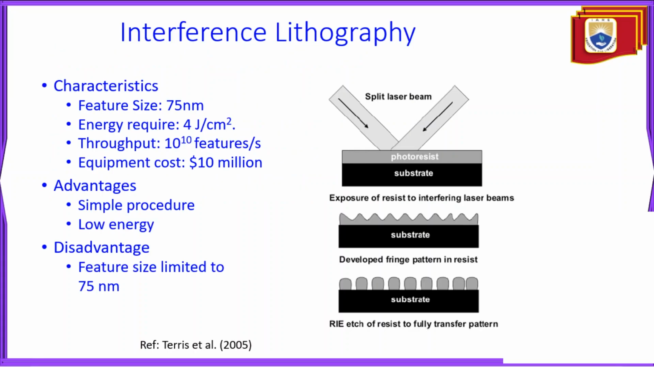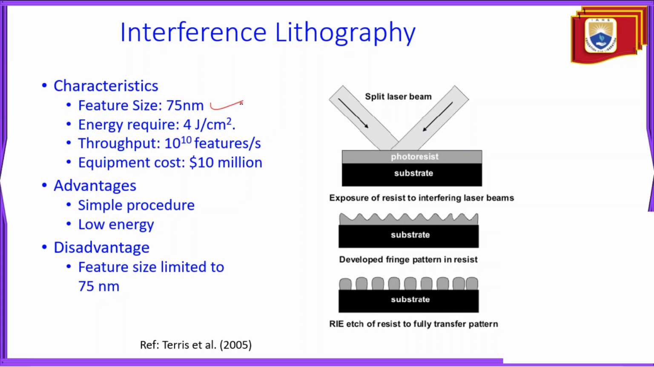Right. When we speak about interference lithography, we have a substrate, and the substrate is coated with some photoresist material, and by using a laser beam split on the photoresist, we can see the conducting measurement. So that is the characteristic. The feature size is around 75 nanometers. The energy required is 4.4 joules per centimeter square, the throughput is 10 to the power 10 features per second, and the equipment cost is around $10 million. Right, interference lithography is very costly when compared to E-beam lithography and the others, right? So here the feature size is around 75 nanometers.